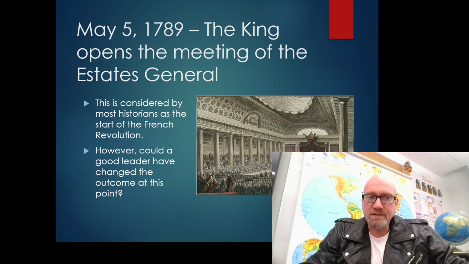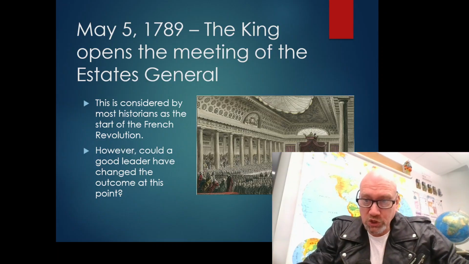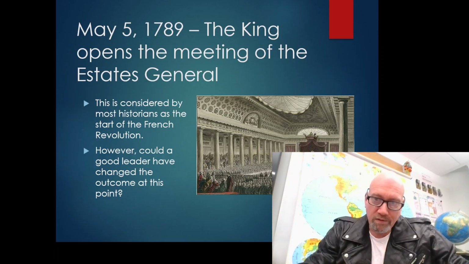On May 5th, 1789, the king opens the meeting of the Estates General. This is considered by most historians the start of the French Revolution. However, it had been starting for a while, and perhaps a great leader could have still stopped it, could have turned it around, could have solved the problem at this point in time. But this is a date given for the start of the French Revolution by many historians.